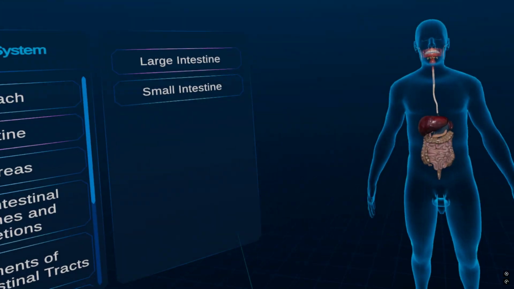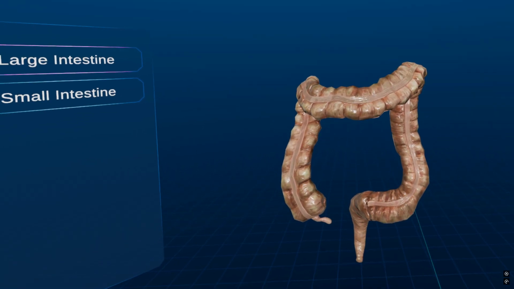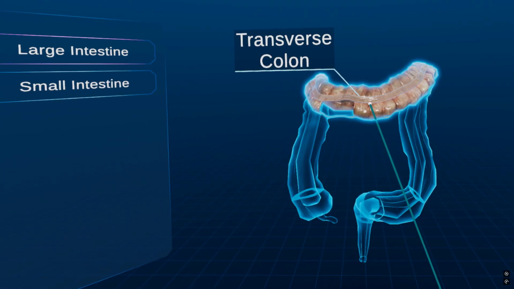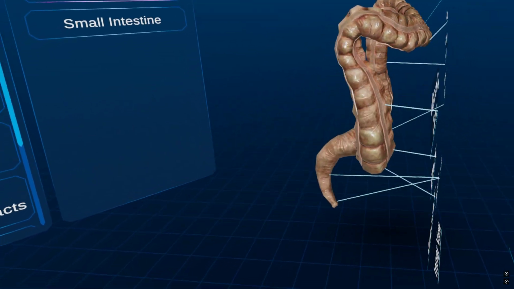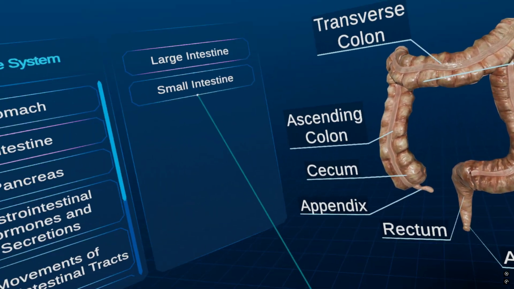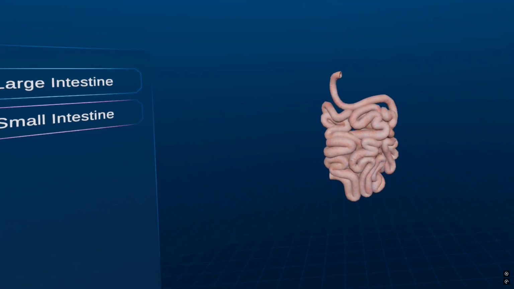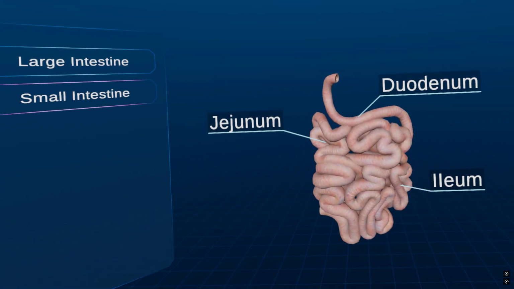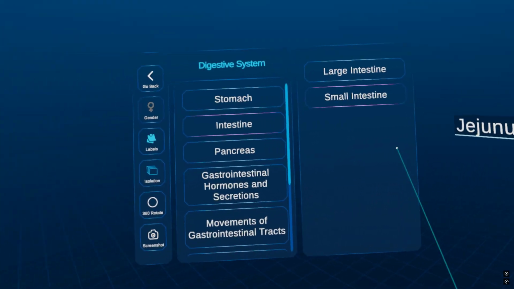The large intestine is a wider tube that absorbs water and electrolytes from undigested food and forms it into feces, which are eliminated through the rectum and anus. The small intestine is a long, narrow tube that receives the chyme from the stomach and completes the digestion of food. The walls of the small intestine are lined with tiny fingers.